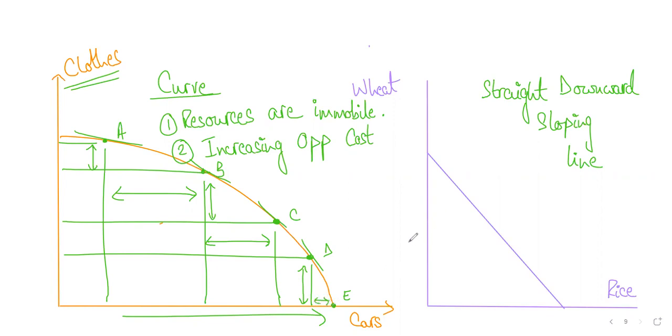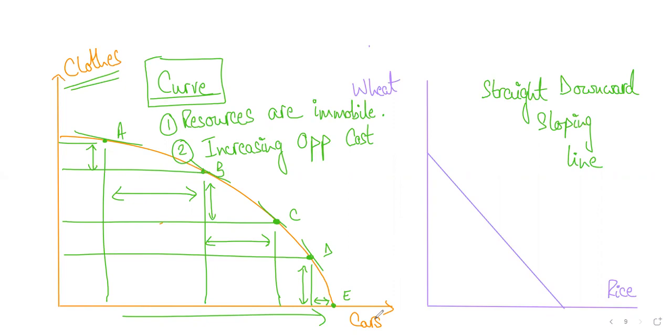So what it basically means is that when you're moving from one axis to another, in the case of a curve, the opportunity cost is increasing, which means every time you produce one additional unit of car, you are giving up more units of clothes. Does this help? Students, does this help?